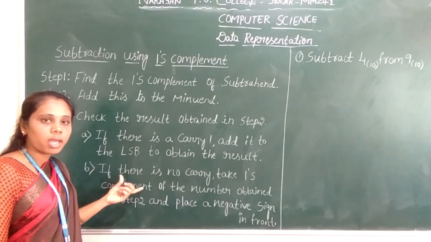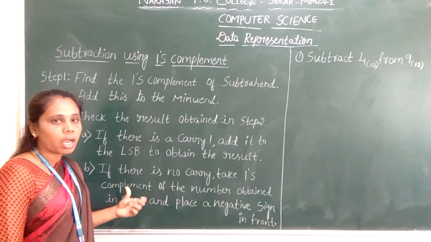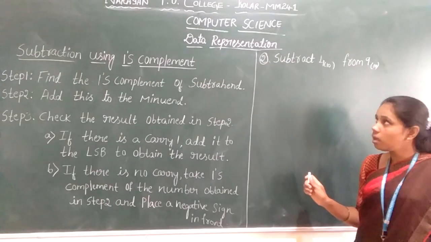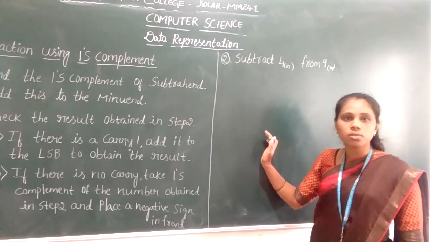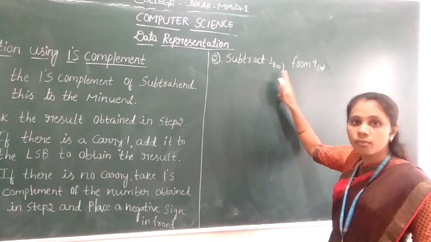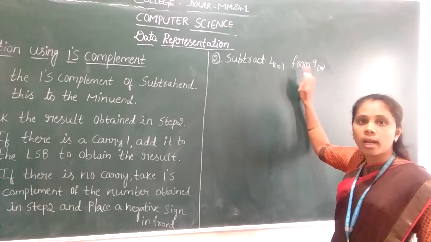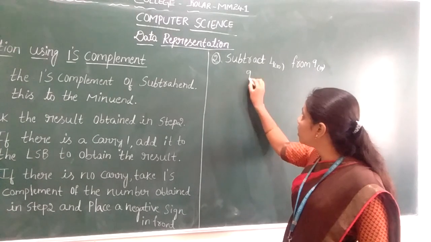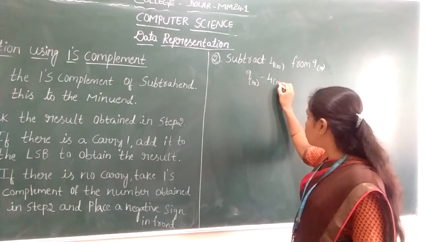If there is no carry in the result, take the 1's complement of the result and place a negative sign in front of it. Now we will see one example problem based on subtraction using 1's complement. The problem is subtract 4 from 9. 4 from 9 means 4 is subtracted from 9.